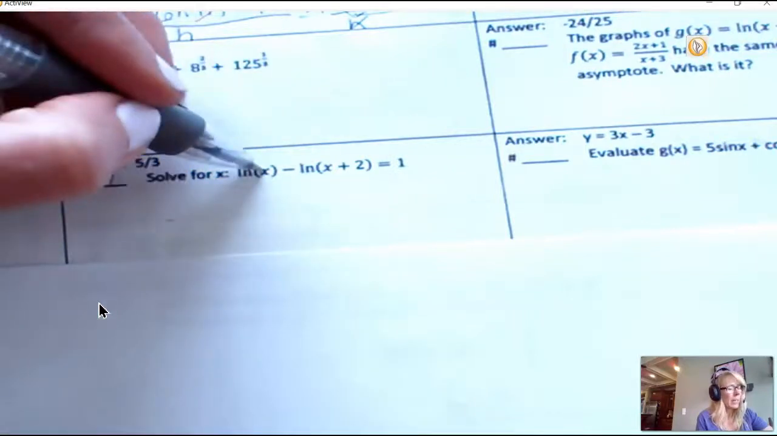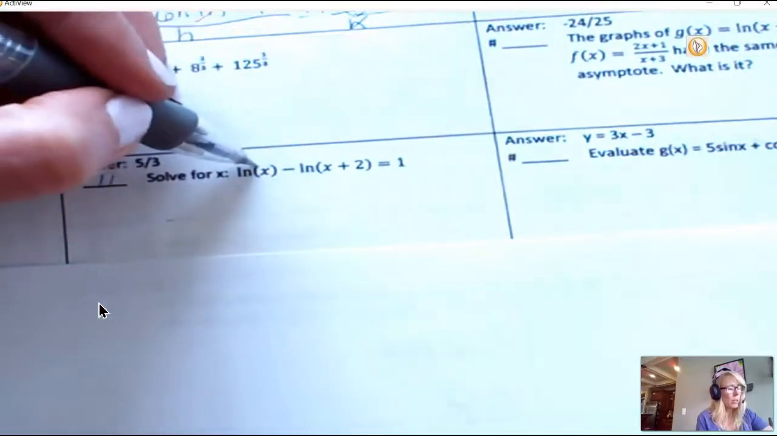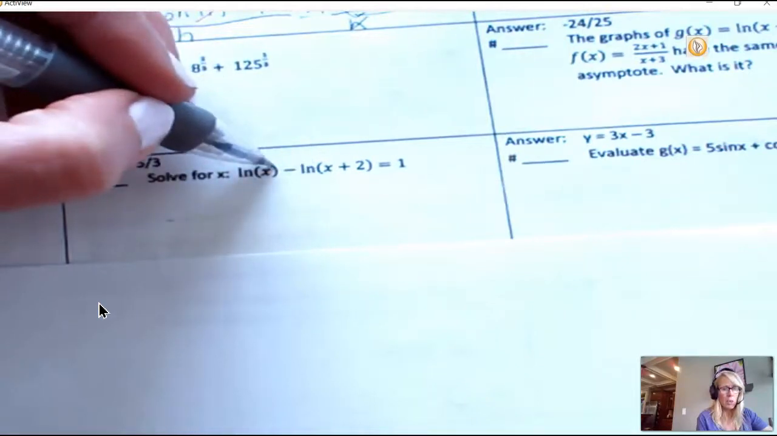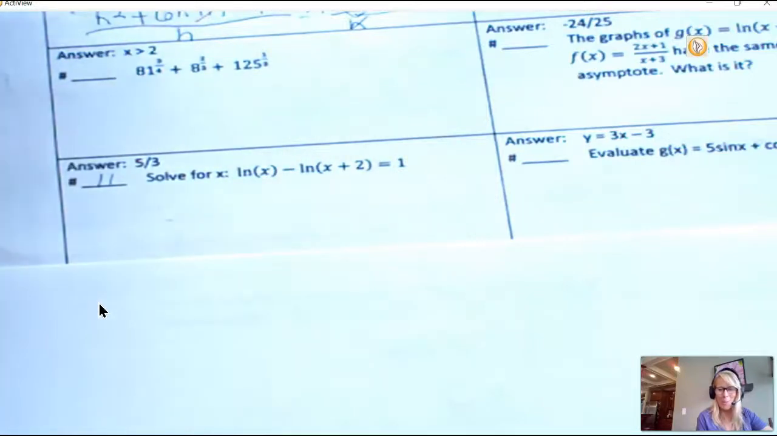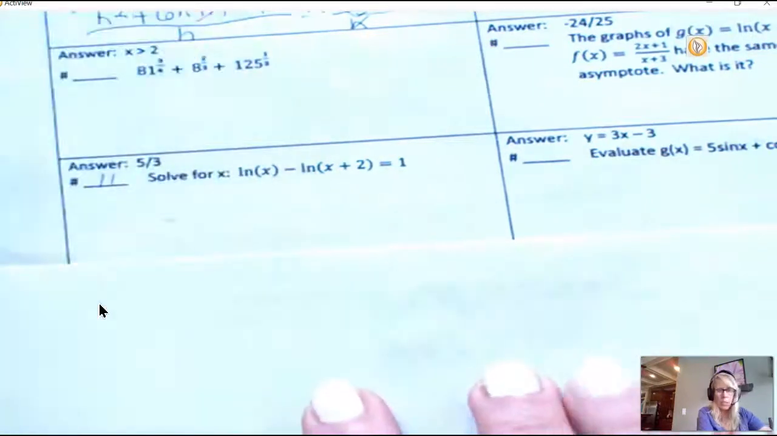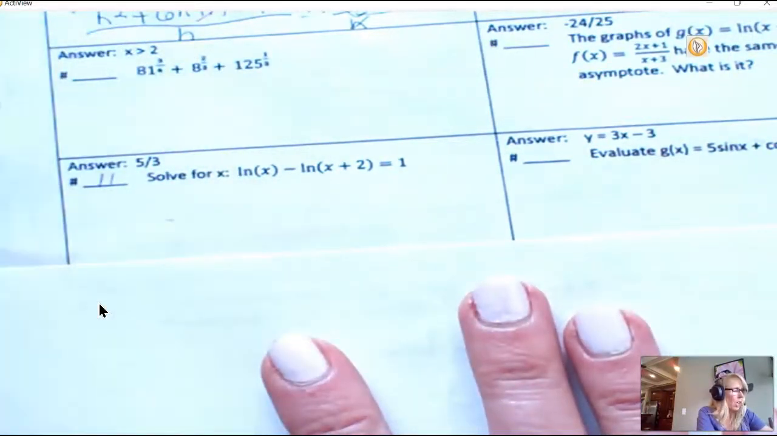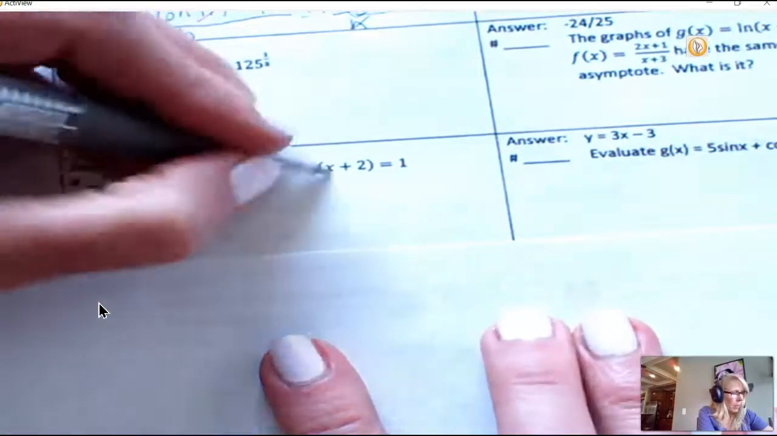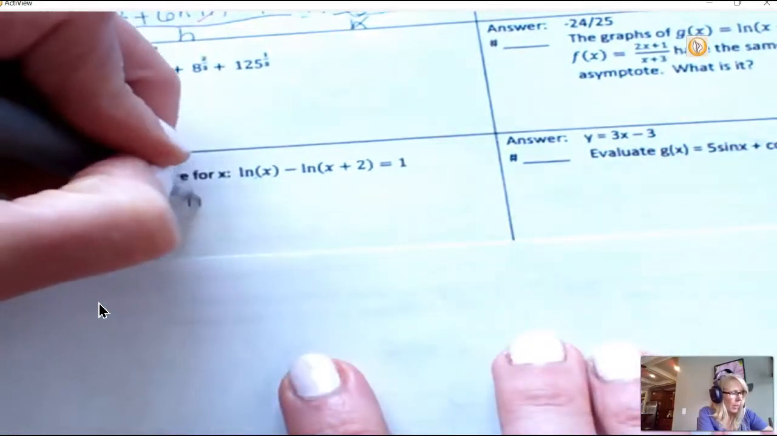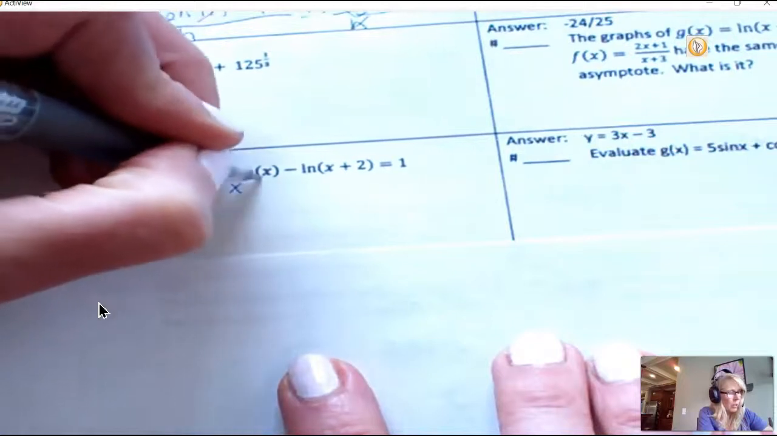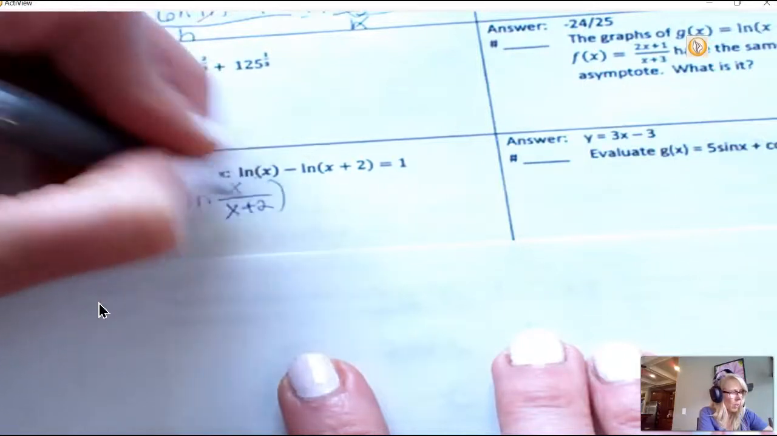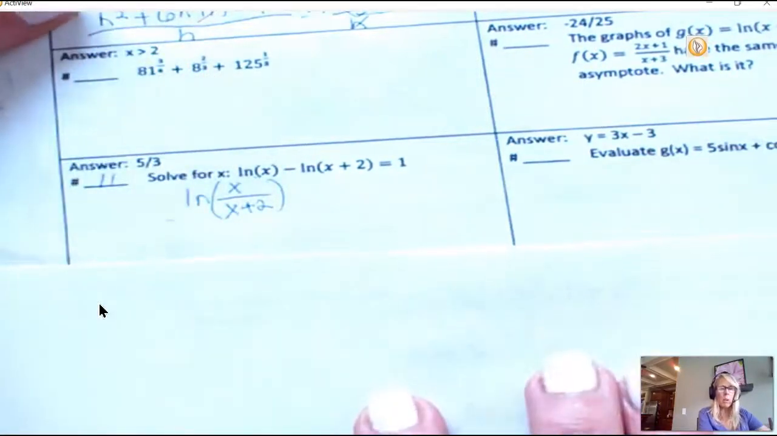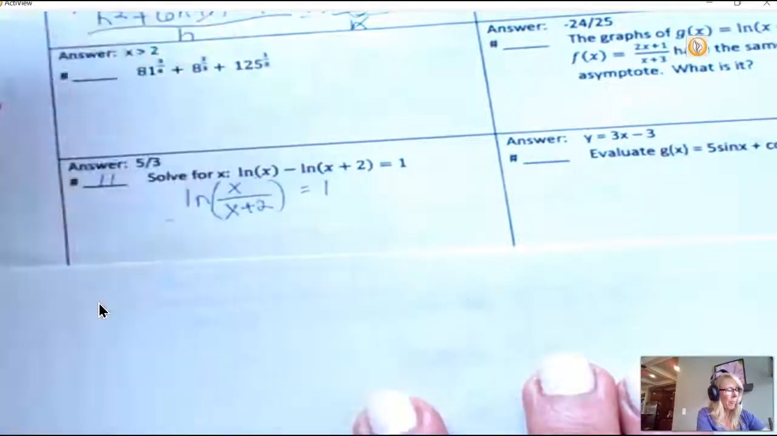So combining into a single log, if you've got 2 logs separated by subtraction, then we're just going to end up using the quotient rule. I don't know if you remember that. You may not remember the name, but you should remember what happens, or at least this will refresh your memory for it. So we will combine these two together, and we end up with natural log of x, the first one, over, quotient rule, x plus 2. So it becomes one single log on the left side, and that's equal to 1.